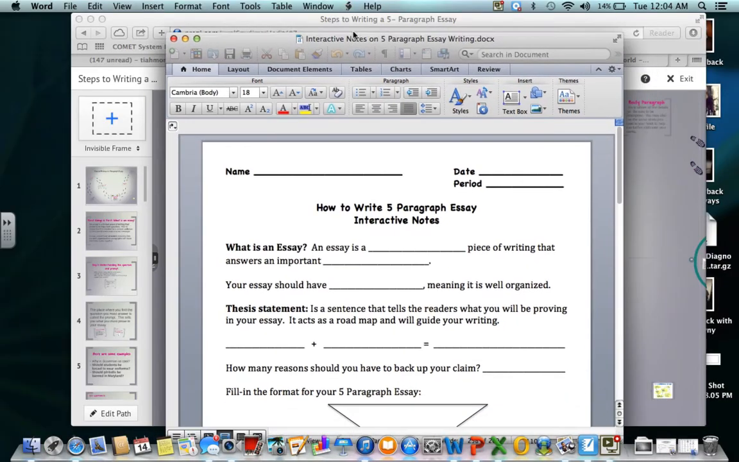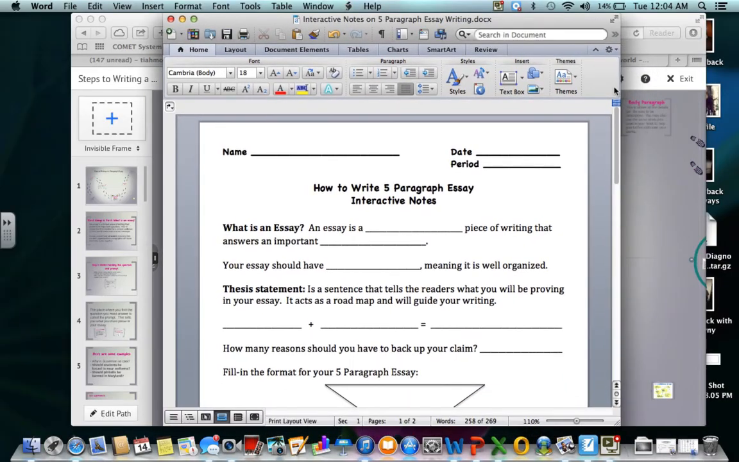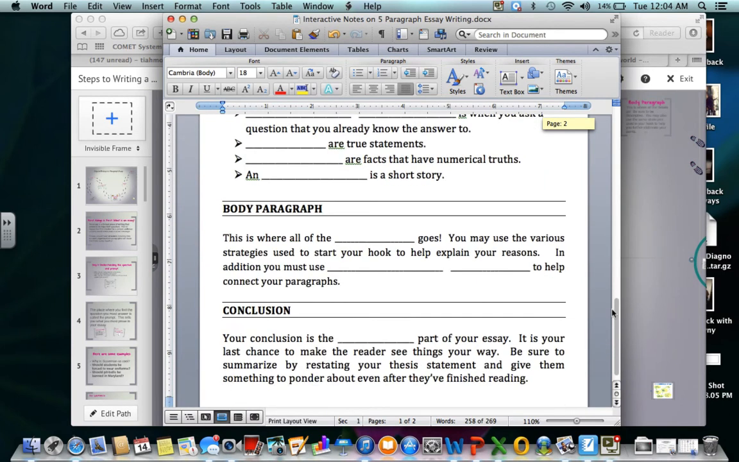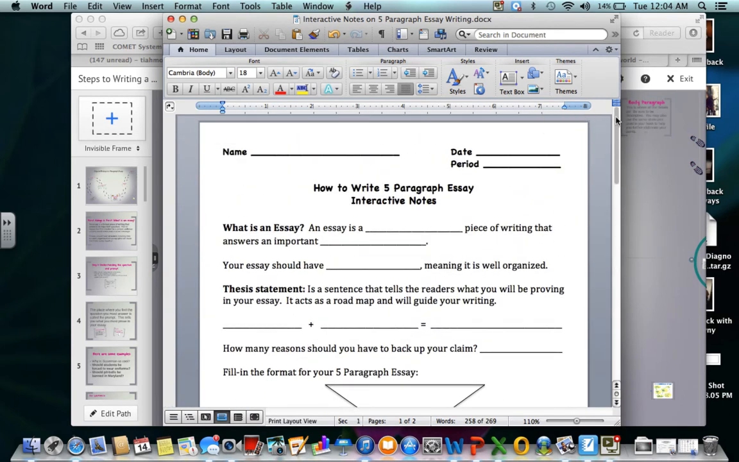We're moving on in our 5 paragraph essay, and today we're going to do a little bit of review. I have some really cool interactive notes for you. So if you look here, everybody should have that out on their desk. If you don't, I'll wait a second for you to get it out.